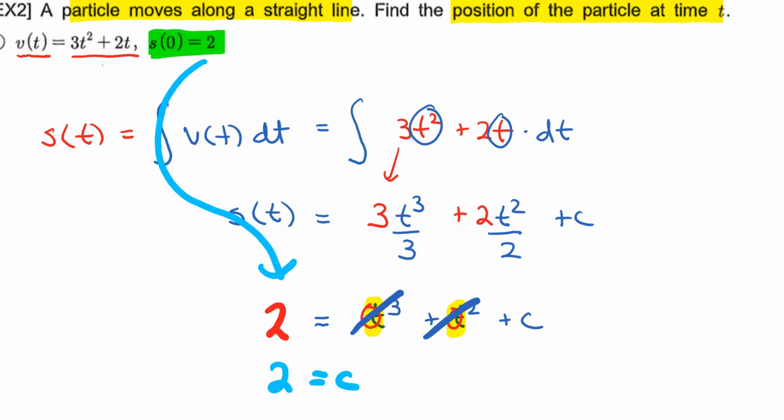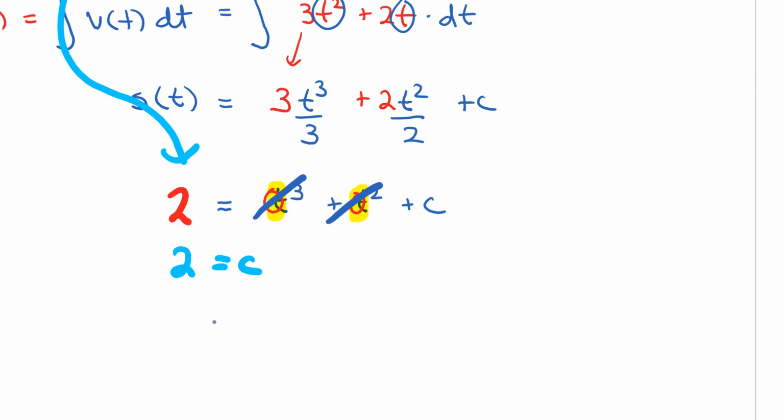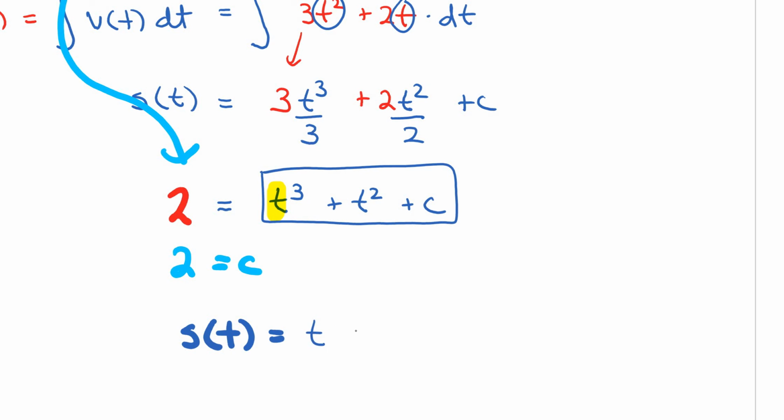How do I finish this off? My final answer is I just write my position function now. S of t is going to equal all of this, which is t cubed plus t squared, and my value of c was 2, so plus 2. And that's my final answer for my position function. We're just taking the antiderivative of the functions that are given to us.